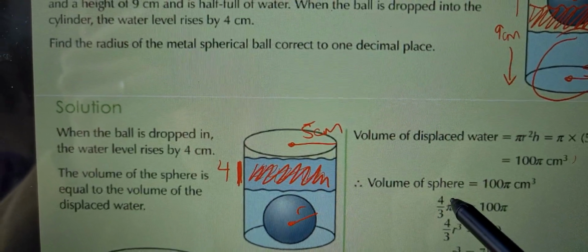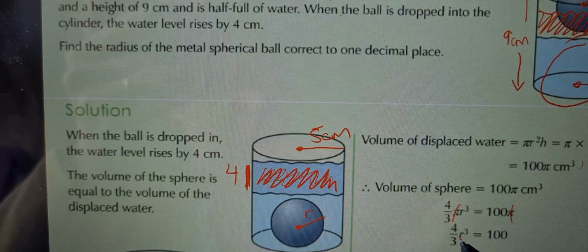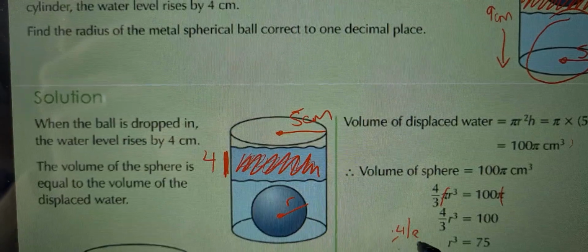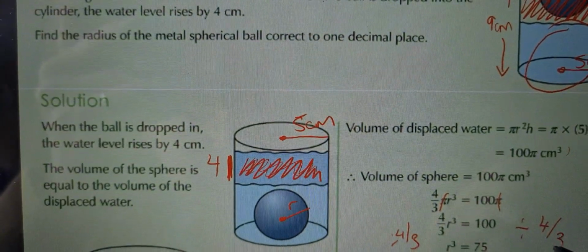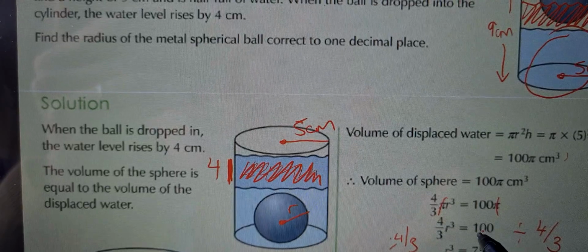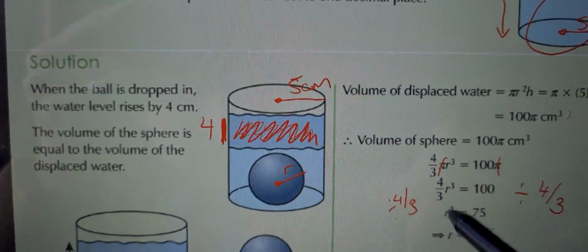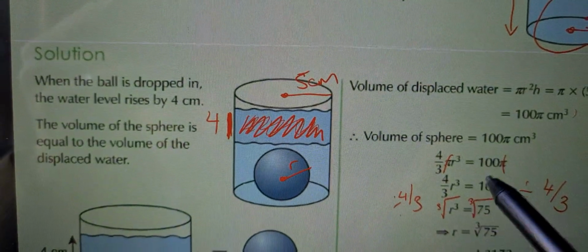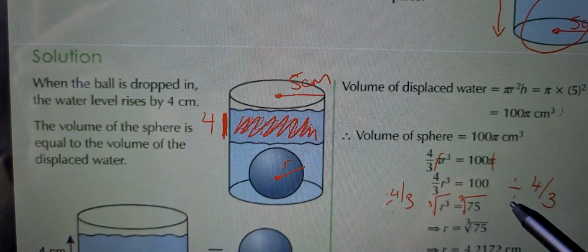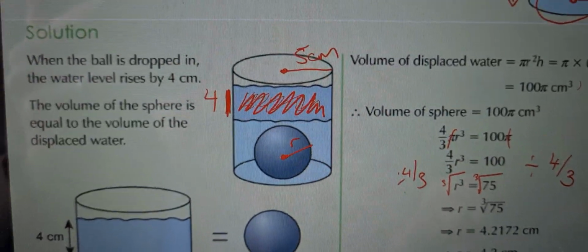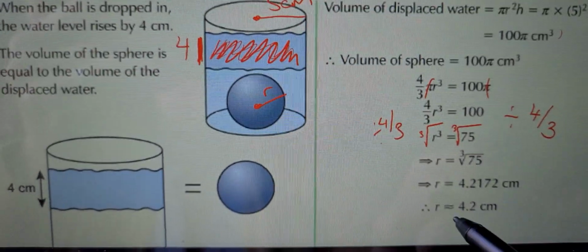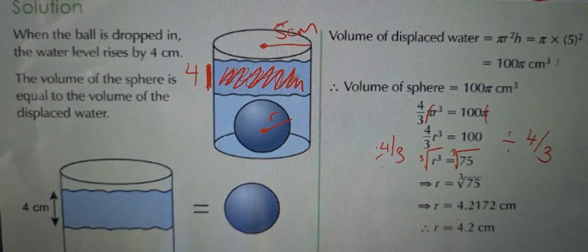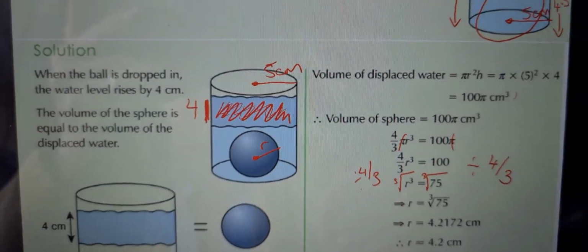Divide across by pi because it's common to both sides. You're then left with 4/3 r cubed is equal to 100. Divide across by 4/3 on both sides next to get r cubed on its own. Therefore r cubed will now equal 100 divided by 4/3, which is 75. Then to undo a power of 3, get the cube root of both sides. r is now equal to the cube root of 75, which works out to be this decimal. And the question did say to round it to one decimal place, so the radius of the sphere is approximately 4.2 centimetres.